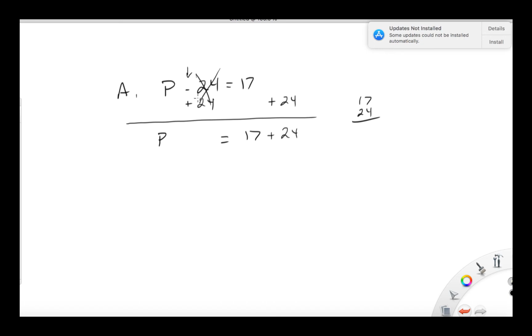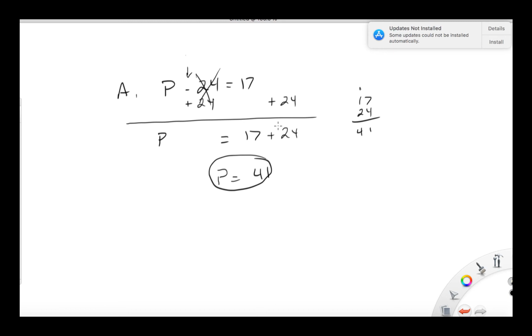Well, 7 and 4 is 11, so carry the 1. 1 plus 1 is 2, plus 2 is 4. So p equals 41. So it's the exact opposite.